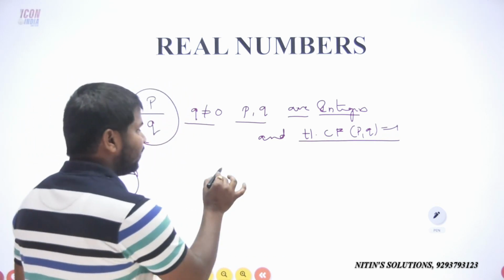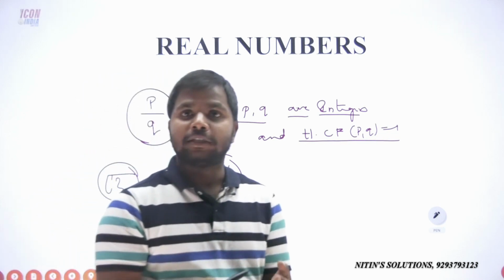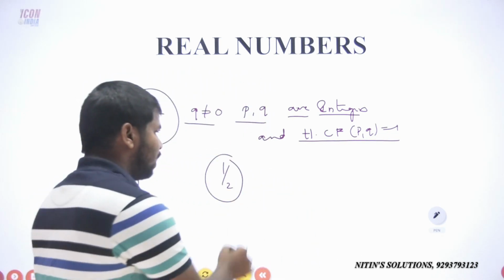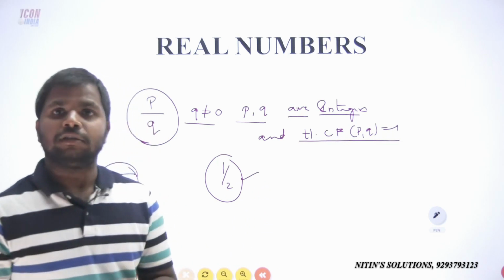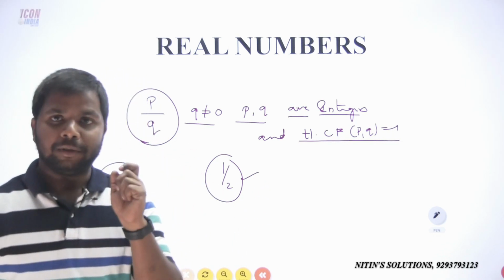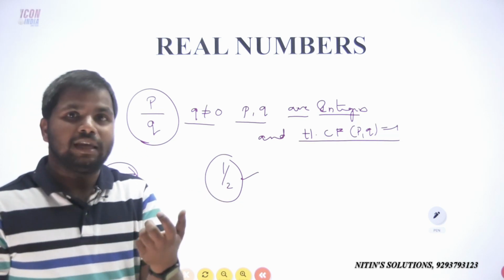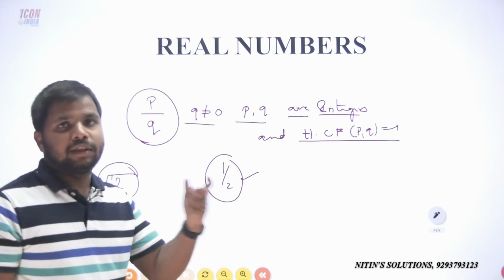For example, if I have a value 1 by 2, can we represent 1 by 2 on the number line? Yes, we can. As it is a proper fraction, the number lies in between 0 and 1, right? Obviously 1 by 2 is nothing but 0.5, so we can easily represent 1 by 2 on the number line.